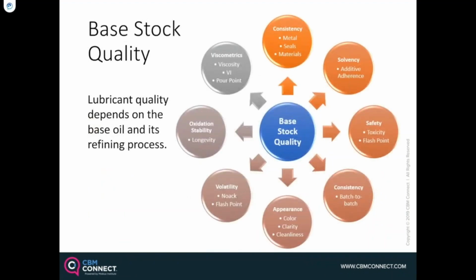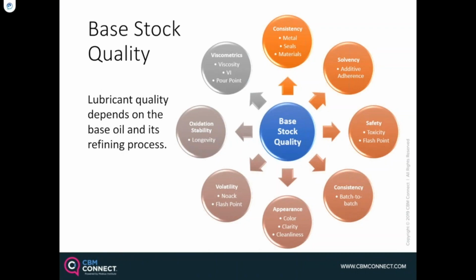Base stock qualities vary a great deal. It depends on where the crude oil came from, as well as the refining process that it went through, as well as individual unique aspects of different refineries. So based on that, you can have different viscosities that come out. The oxidation stability among various base stocks varies.